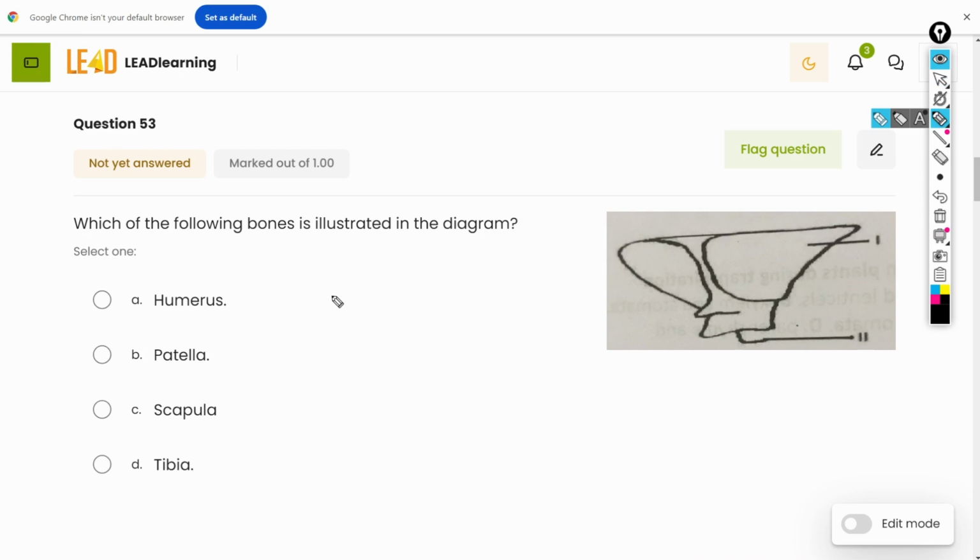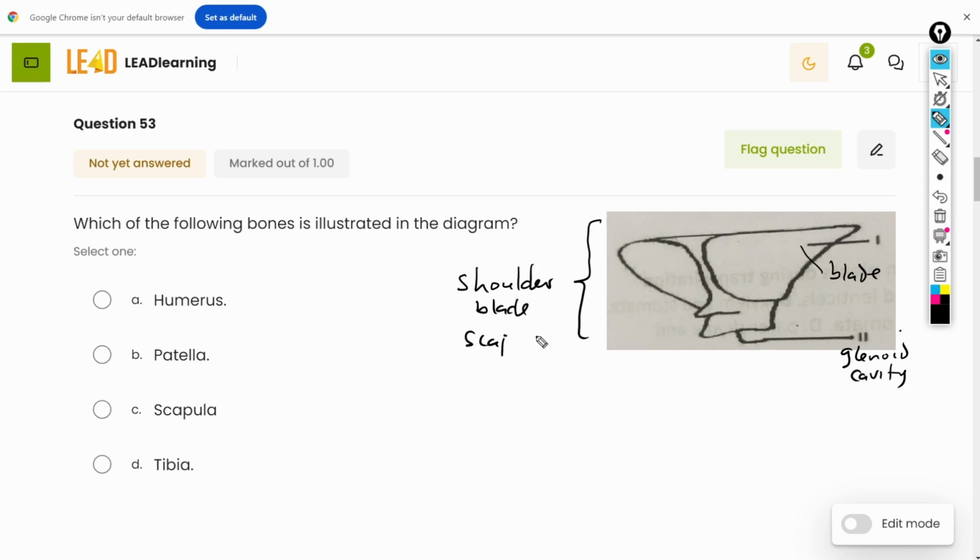Question 53. Which of the following bones is illustrated in the diagram? Now, it's unique with the presence of the glenoid cavity or the groove where the head of the humerus fits into to form a ball and socket joint. And then we can clearly see the blade-like structure, and that's why it's called the shoulder blade as the common name, or you can call it the scapula is the technical name. So based on this information, our correct answer is the scapula, option C.